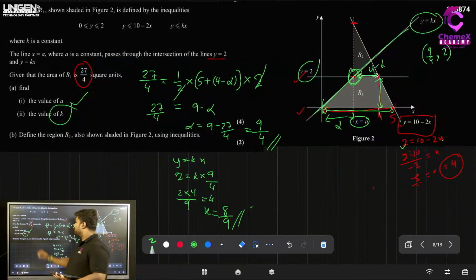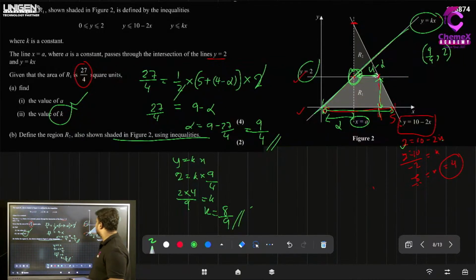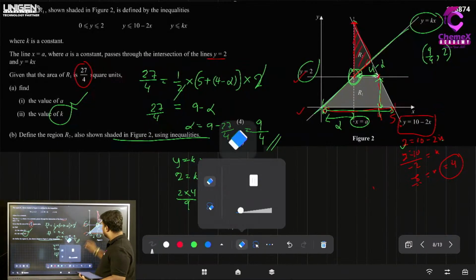Define the region R2, show your shading using your inequality. Alright, how to find R2? R2 is this shape. I'll take it in red. This is what we call R2. How do you show it by shading?